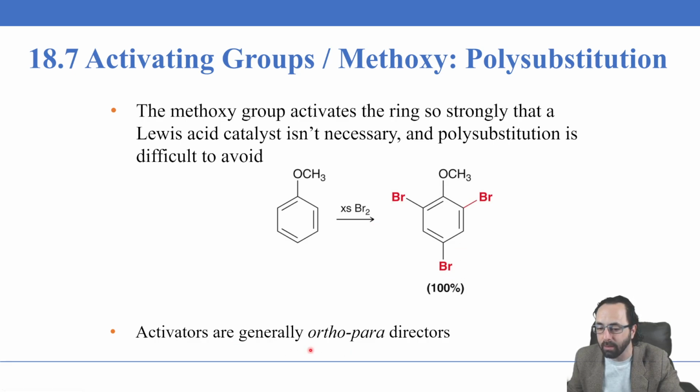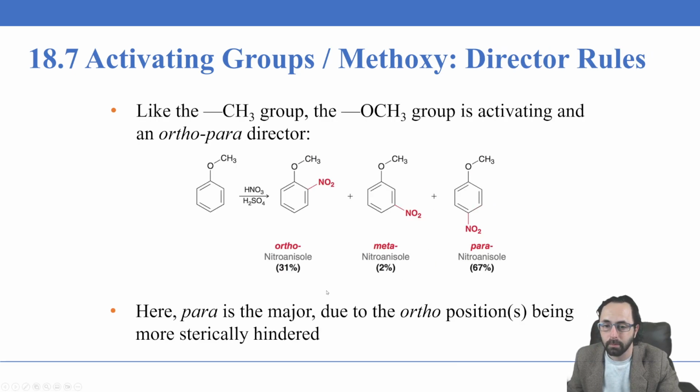These activators, the methyl group and the methoxy group, are called ortho-para directors, which means they promote substitution at the ortho and para positions relative to those. So like the methyl group, the methoxy group is activating and is thus an ortho-para director. And again, we see significant preference for installation of a nitro group, let's say in the case of nitric acid and sulfuric acid, at the ortho and para positions rather than the meta positions.